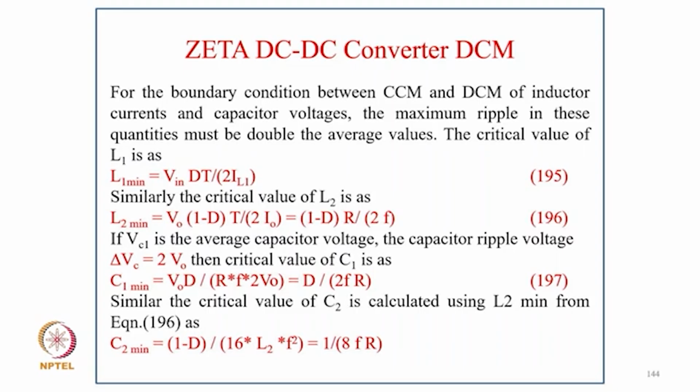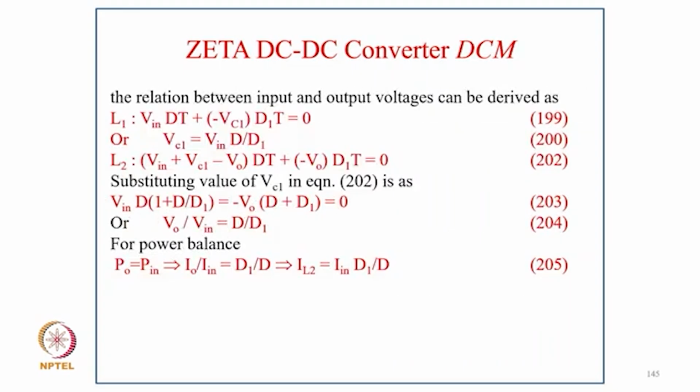So VC1 is the average capacitor voltage. The capacitor ripple voltage is delta VC equal to 2V0, and the critical value of C1 is C1 minimum equal to V0 D divided by R F into 2V0, or equal to D upon 2FR. Similarly, the critical value is calculated from L2 minimum. So C2 minimum is D divided by 16 L2 F square, or 1 upon 8FR.